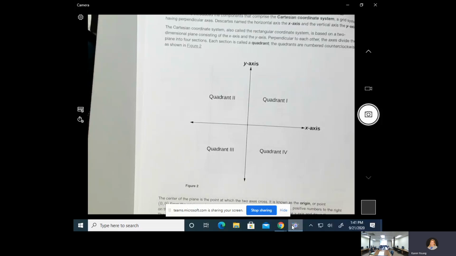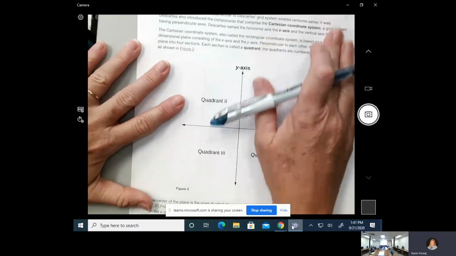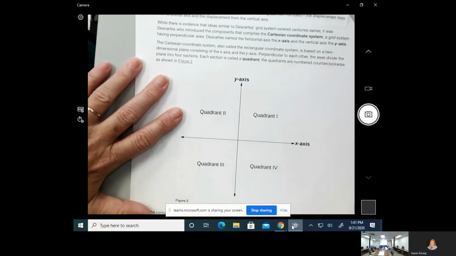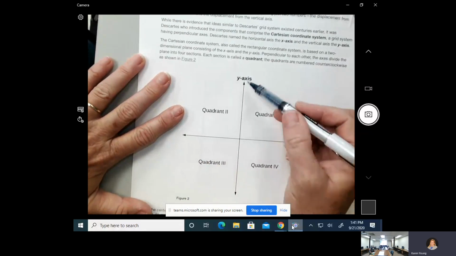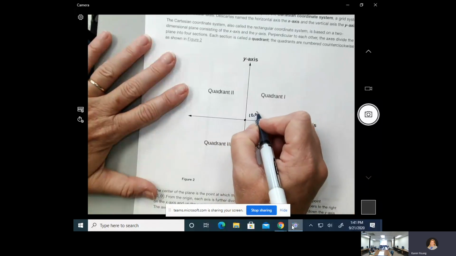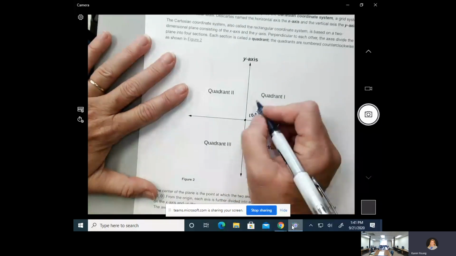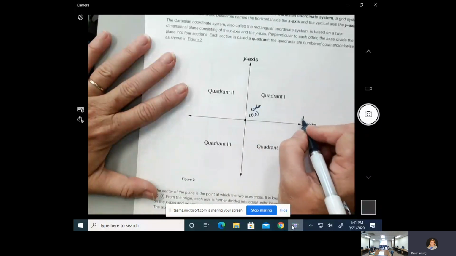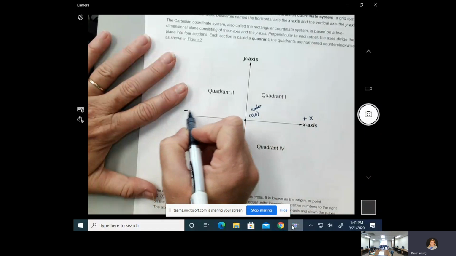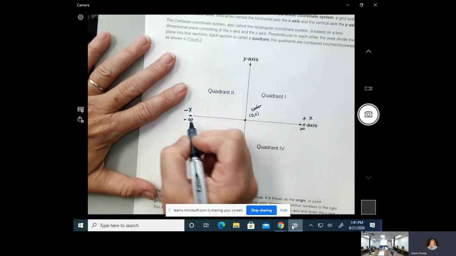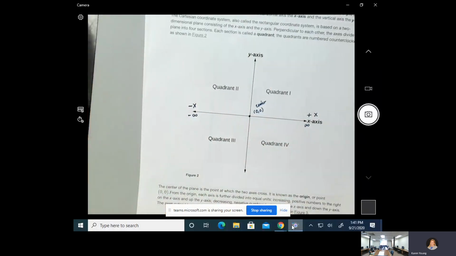Okay. All right, so let's go back to our quadrants. The Cartesian coordinate system is a grid system having perpendicular axes. The horizontal is x, the vertical is always y. The center is 0, 0, because basically we have two number lines. If we're looking at the horizontal, everything to the right is our positive x. Everything to the left is our negative x. Positive x goes to positive infinity, and negative x goes to negative infinity, unless you're looking at just a specific part of the grid.